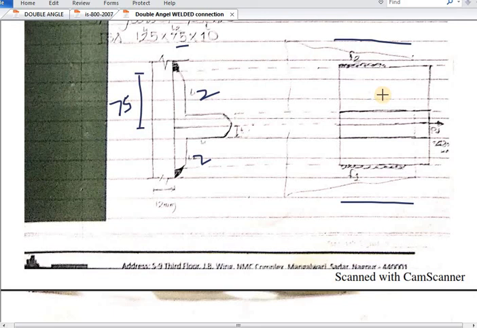In the previous case L1 was a little bit more compared to L2. Why? Because the connection was different. Here it has been connected along the sloping side. Therefore this L1 and L2 will be the same. So you can calculate these values.